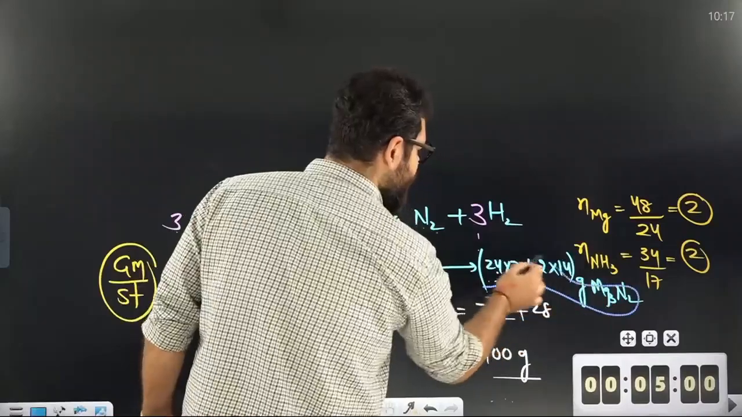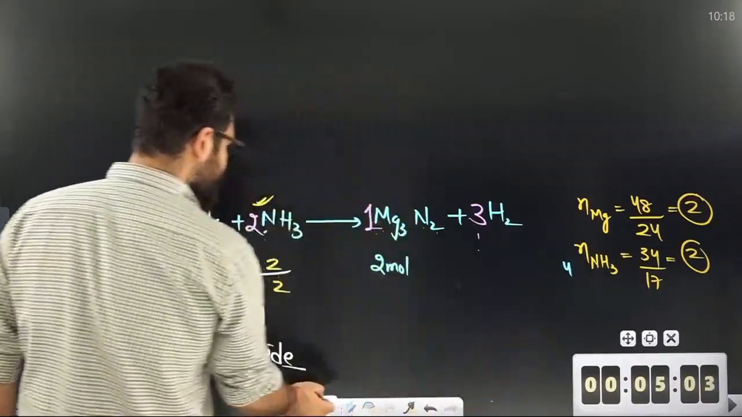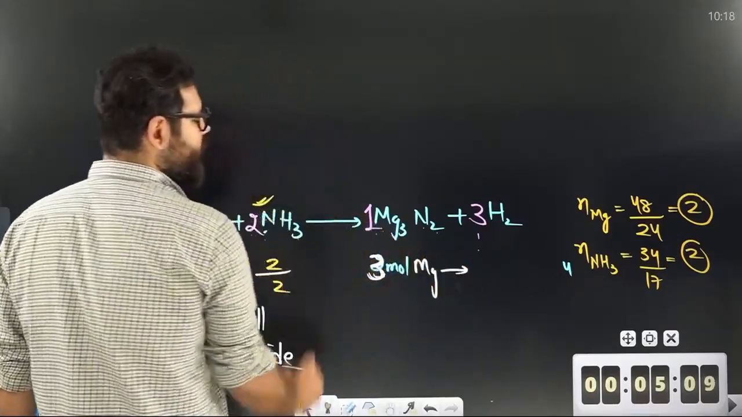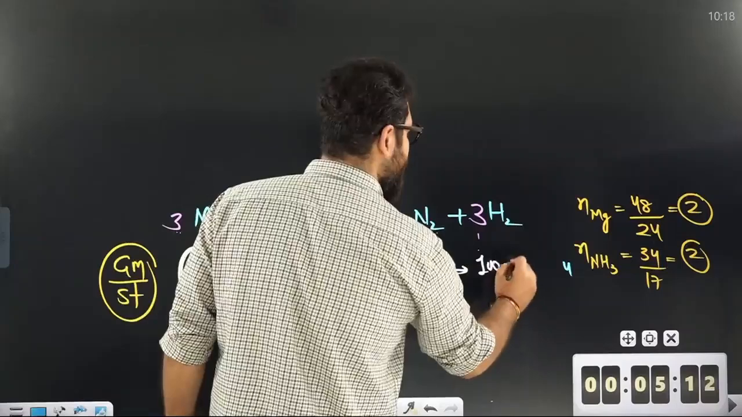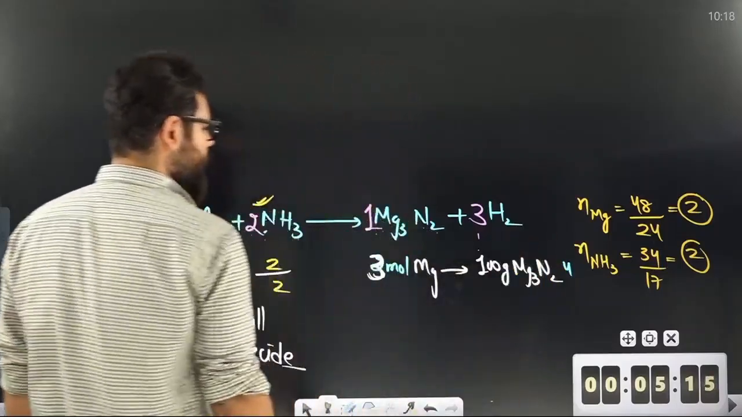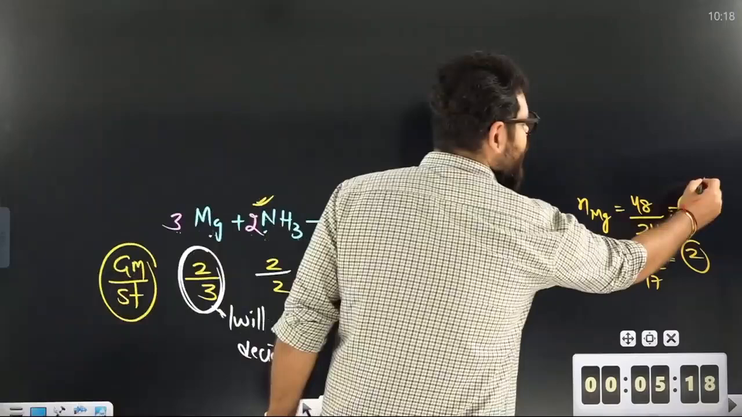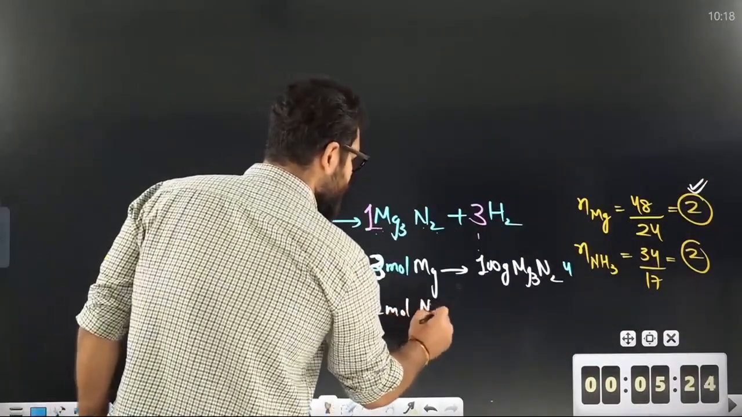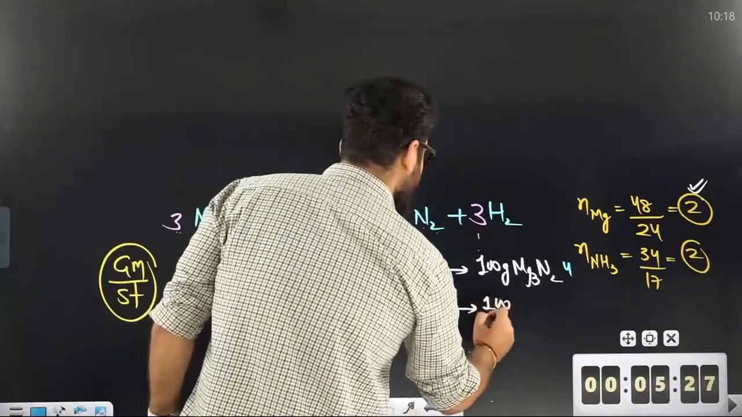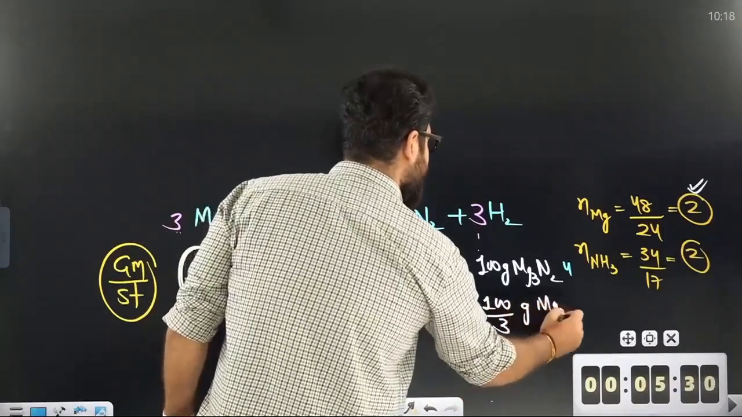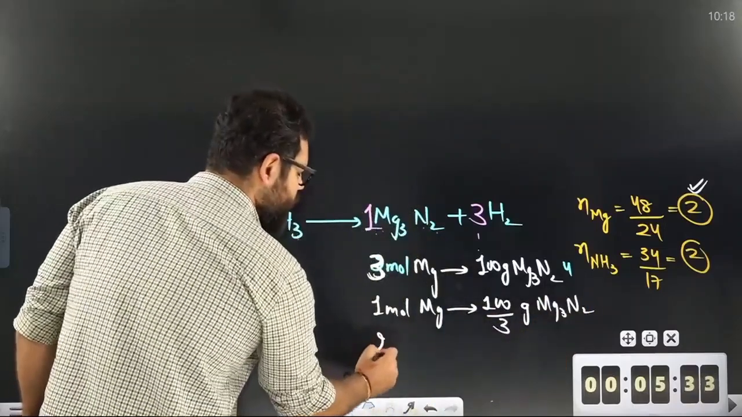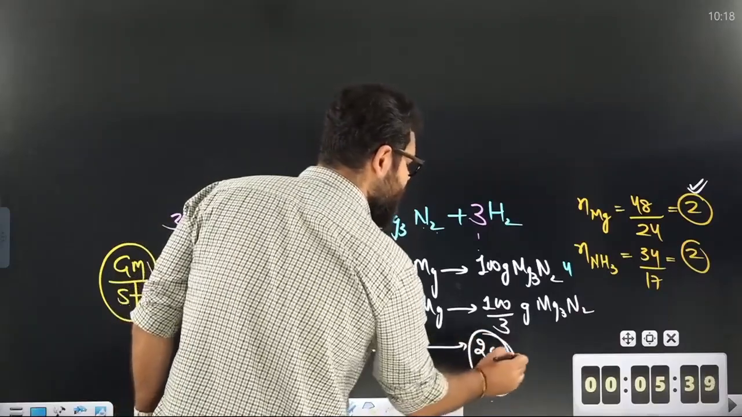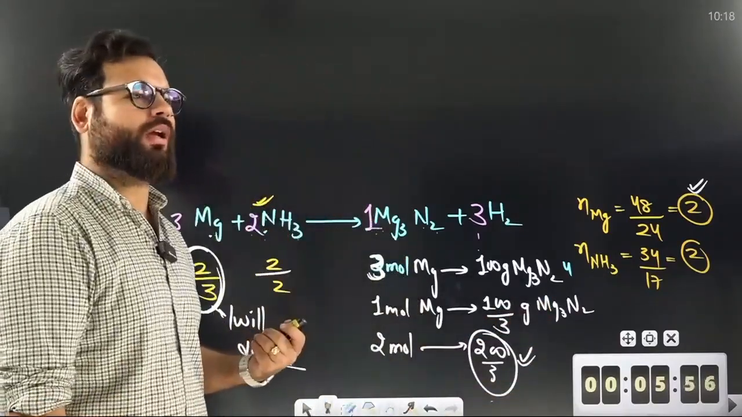So when we look at the stoichiometry, that's absolutely correct. 3 mole magnesium produce 1 mole of Mg3N2, which is 100 gram. 3 mole produce this much. We have taken 2 mole of magnesium. 1 mole magnesium produces 100 by 3 gram Mg3N2, and 2 mole is going to produce 200 by 3. 200 by 3 is the answer. Which option was 200 by 3? First option. A is the correct answer.